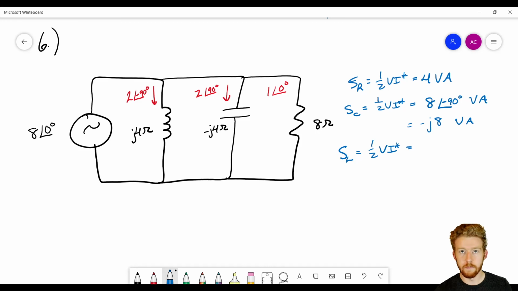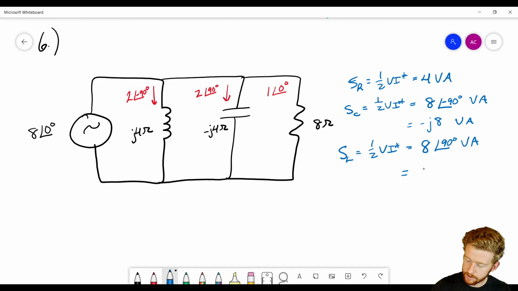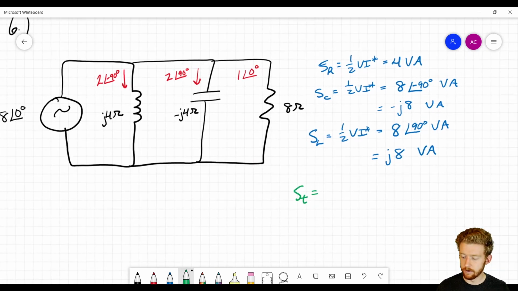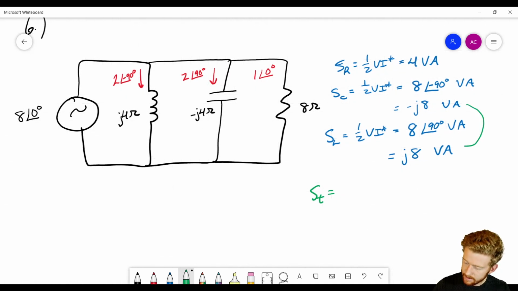The current is minus 90, so we want the conjugate, so we're going to do plus 90. And that is going to give us 8 angle 90 degrees VA, which is equal to J8 VA. Okay. So now, if we add all of these apparent powers together, what we're going to see is that these two sort of cancel out, right?